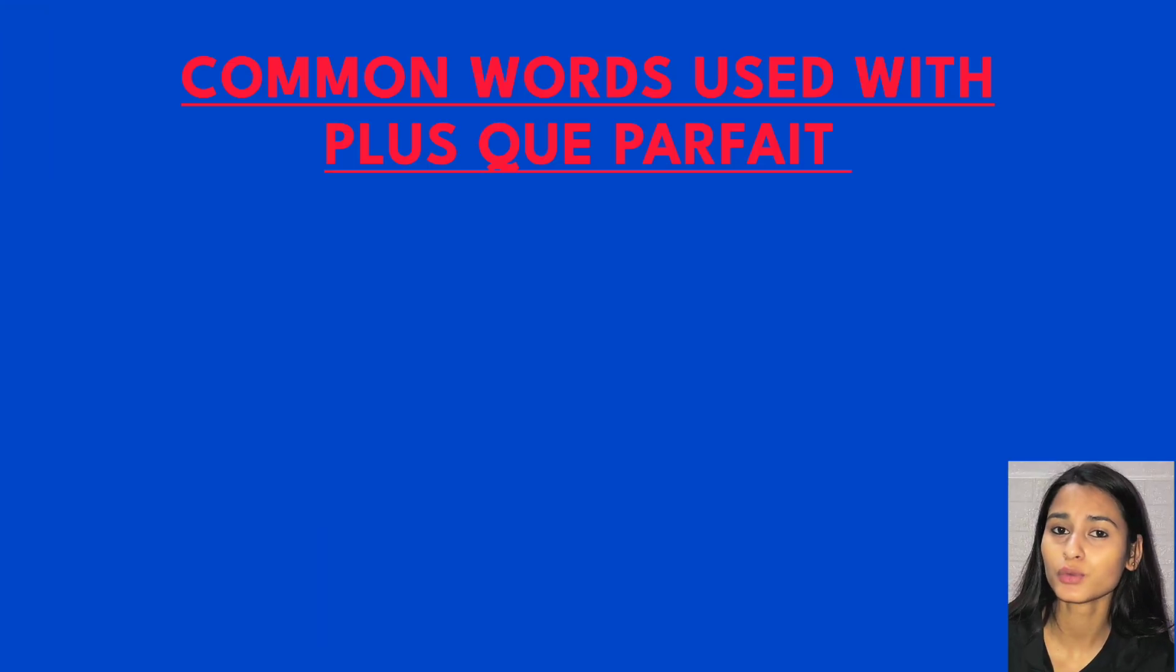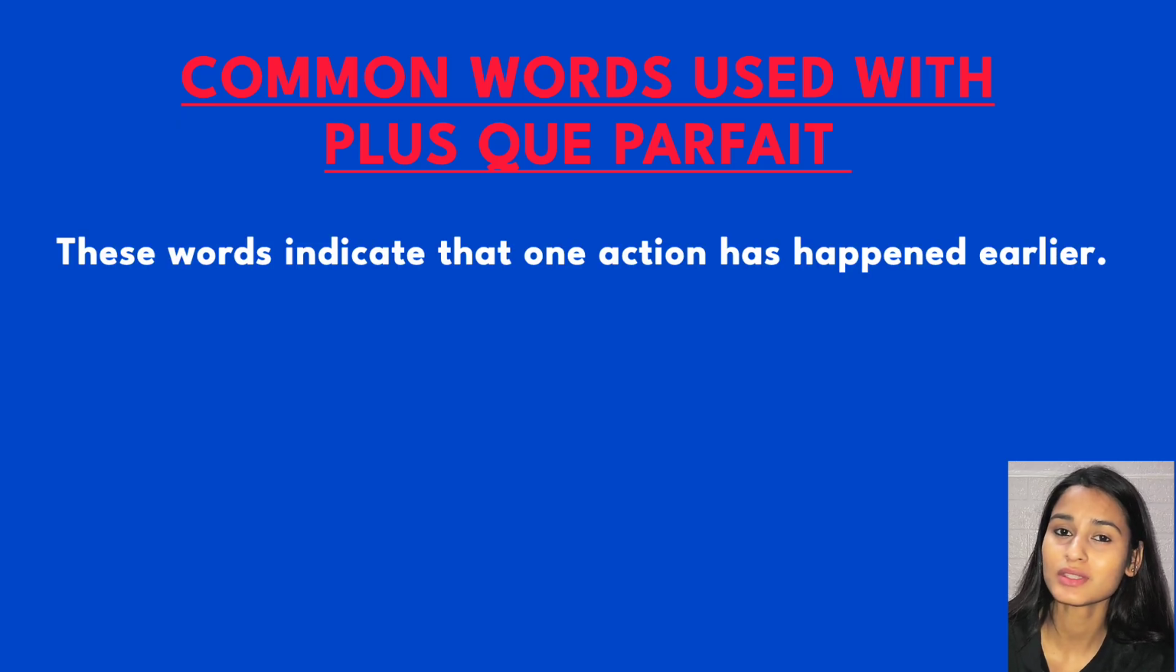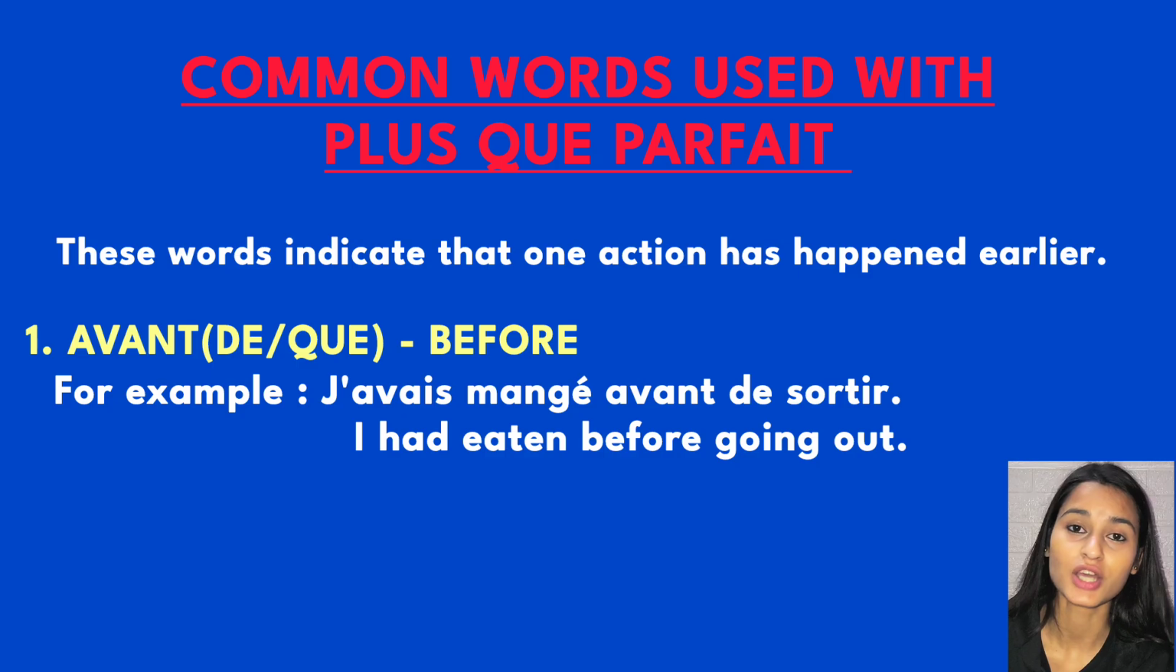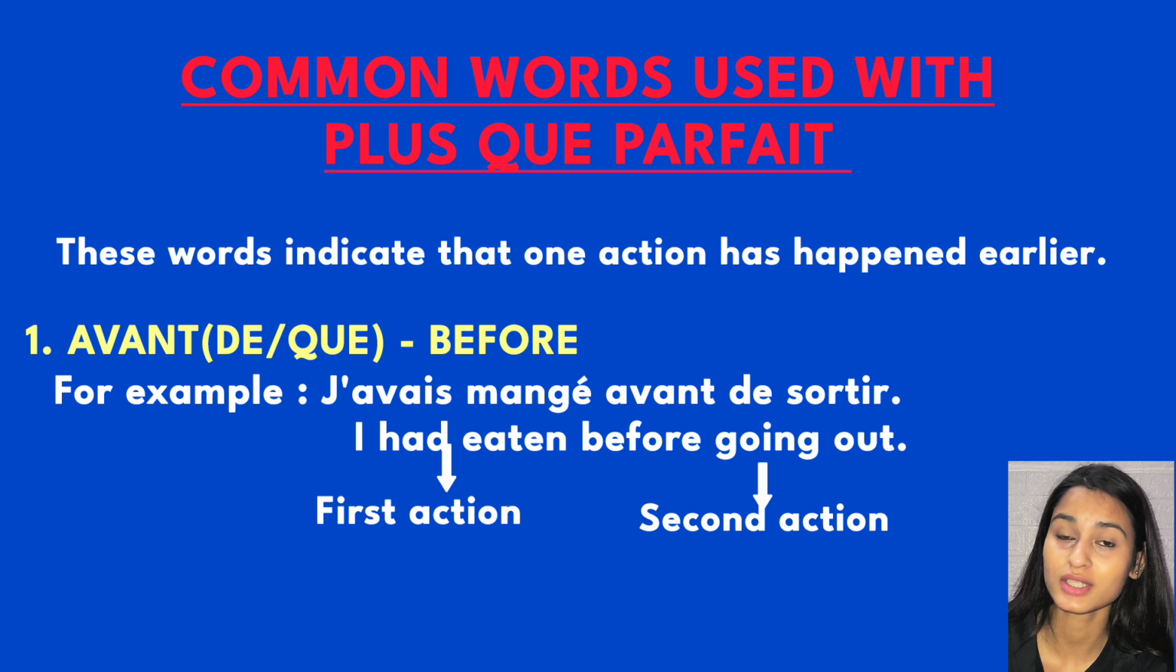Now let's see some common words that are used with plus-que-parfait, which means that whenever you see these words, it indicates that there's an action which has happened earlier. The first one is avant de or avant que, which means before. For example, j'avais mangé avant de sortir. I had eaten before going out. So here the first action is had eaten and the second action is going out. And that's why we used plus-que-parfait with the first one, which is had eaten.